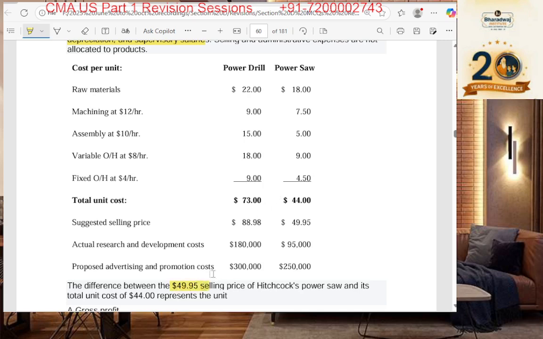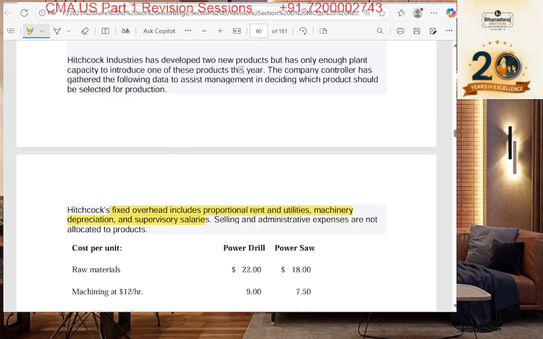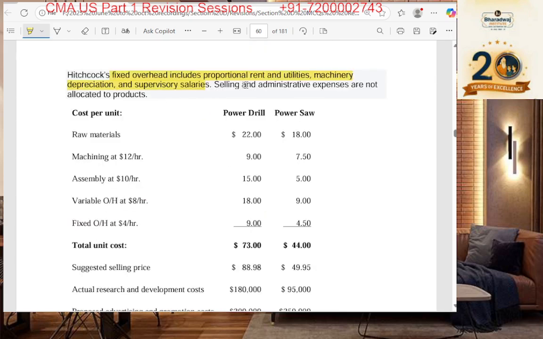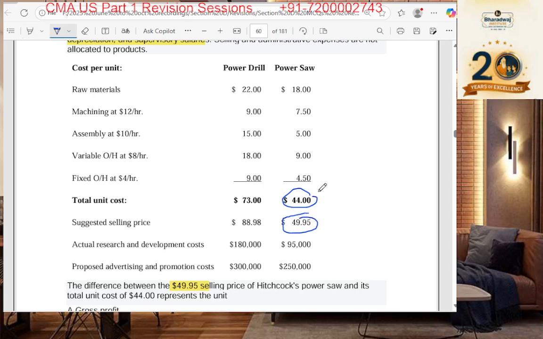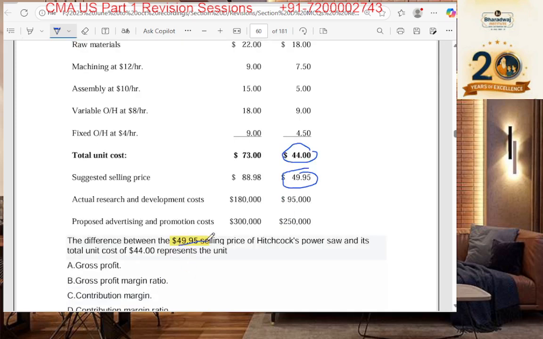The question is simple, sir. The company controller gathered the following data to assist management in deciding which products should be selected for production. Fixed overheads include rent, utilities, machine depreciation, etc. Selling and administrative expenses are not allocated to products. What is the selling price? 49.95 is the selling price. Now here, the difference between the 49.95 selling price and total cost is nothing but what? Gross profit.